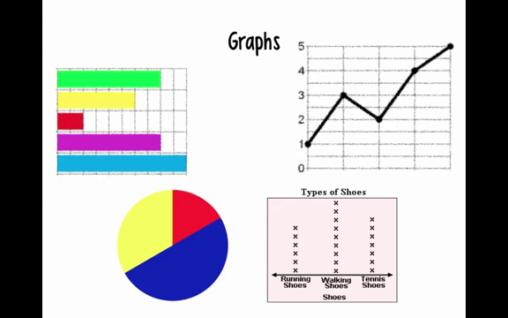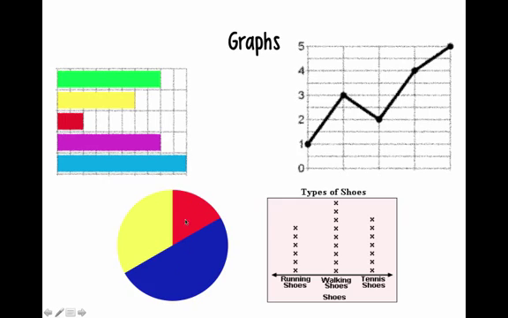These are all types of graphs. Here's an example of a horizontal bar graph that I talked about a minute ago. You can see here that the bars are parallel to the x-axis instead of parallel to the y-axis like they are when you see what you probably consider a traditional bar graph.